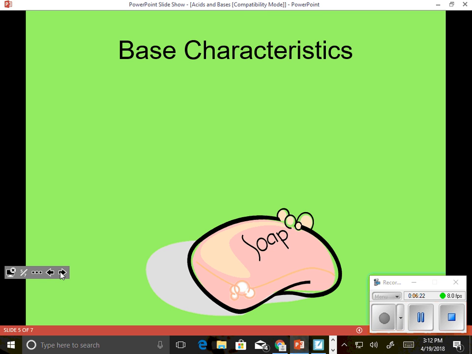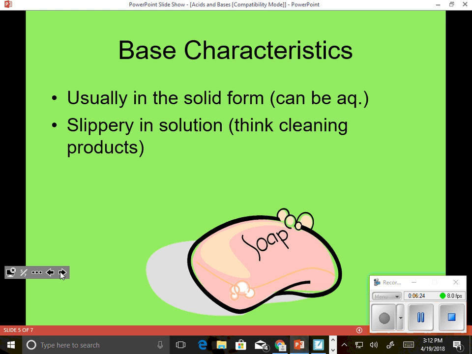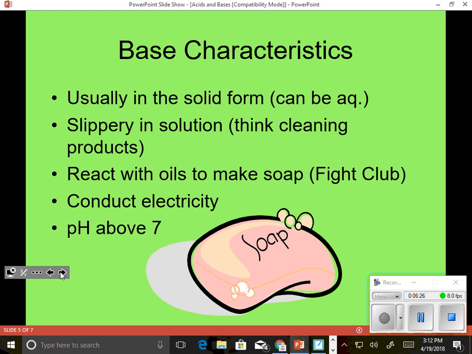Let's talk about bases. Okay, now I'll put down a few characteristics of bases. Bases are usually found in the solid form, but we can dissolve them in water to make an aqueous solution. Bases are often slippery to the touch. A lot of cleaning products you get on your hand, your finger, and your thumb can kind of glide between the two.